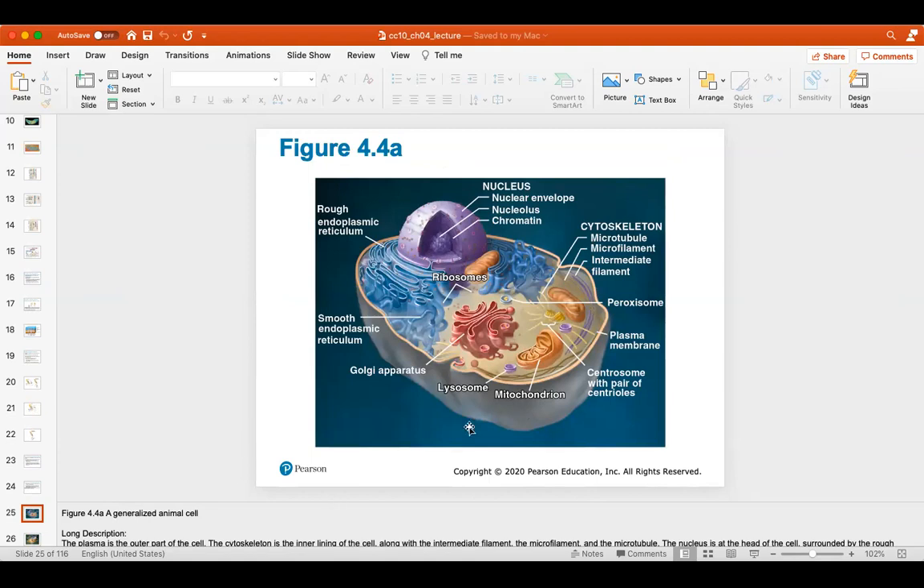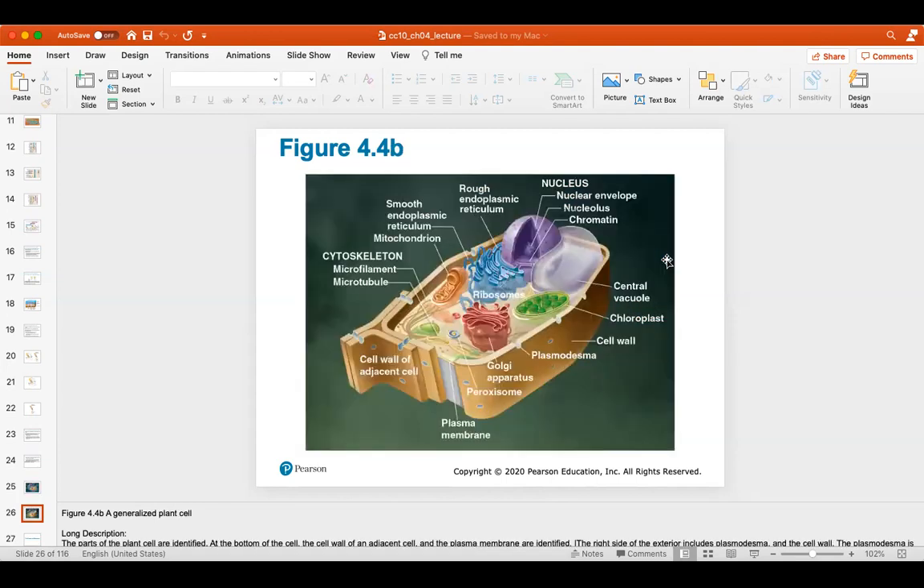You can see the nucleus. It has its own nuclear envelope. The nucleolus, the chromatin is the condensed DNA. The rough endoplasmic reticulum, smooth endoplasmic reticulum, Golgi apparatus, lysosomes, mitochondria, the plasma membrane, peroxisomes, the centrosome is a pair of centrioles that will help to separate out the cell during cell division. And then the cytoskeleton kind of makes up our bones of the cell. We have 3 types of molecules there. We have the microtubules, microfilaments, and intermediate filaments.